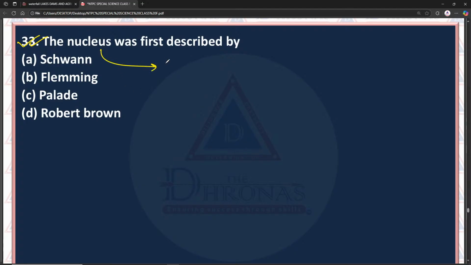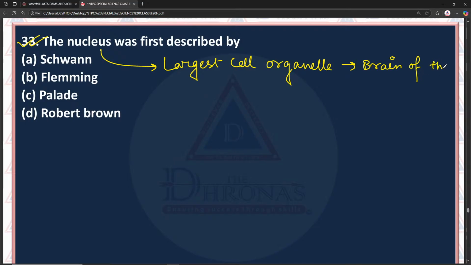Nucleus is also known as the largest cell organelle, brain of cell. Nucleus is known as brain of the cell, largest cell organelle. Any guess? न्यूक्लियस किसने डिस्कवर किया?